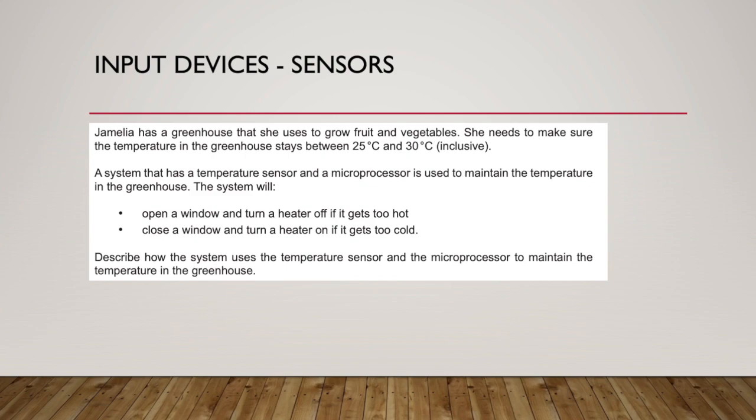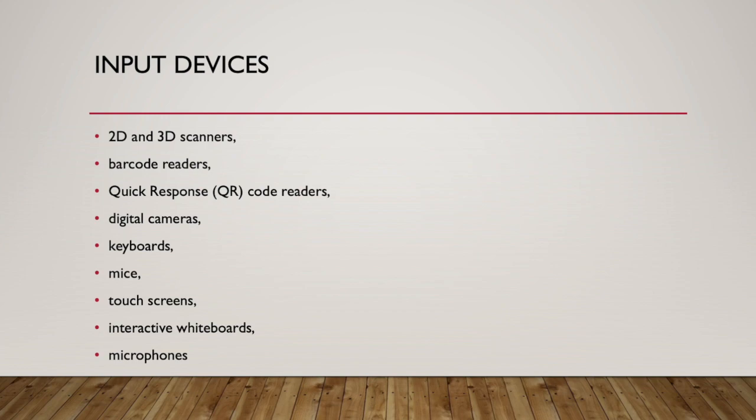Okay, with input devices, you've got quite a few input devices to look at. The input devices that we need to understand are 2D and 3D scanners, barcode readers, QR code readers, digital cameras, keyboards, mice, touchscreens, interactive whiteboards, and microphones. What I would suggest to you for input and output devices is, for each device, find four principles of operation. What I mean by that is four sort of technical parts of its working.